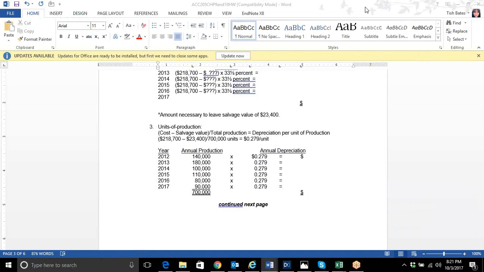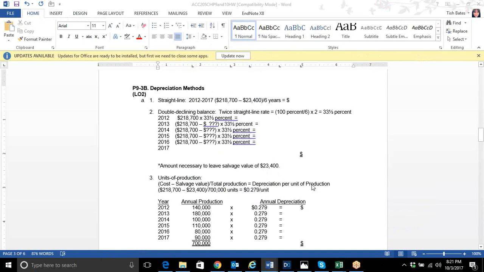All right. So here's how you set up P-3B. You've got your total cost, minus your salvage value, divided by the number of years. That's giving you your straight line method. So that one, again, pretty straightforward.